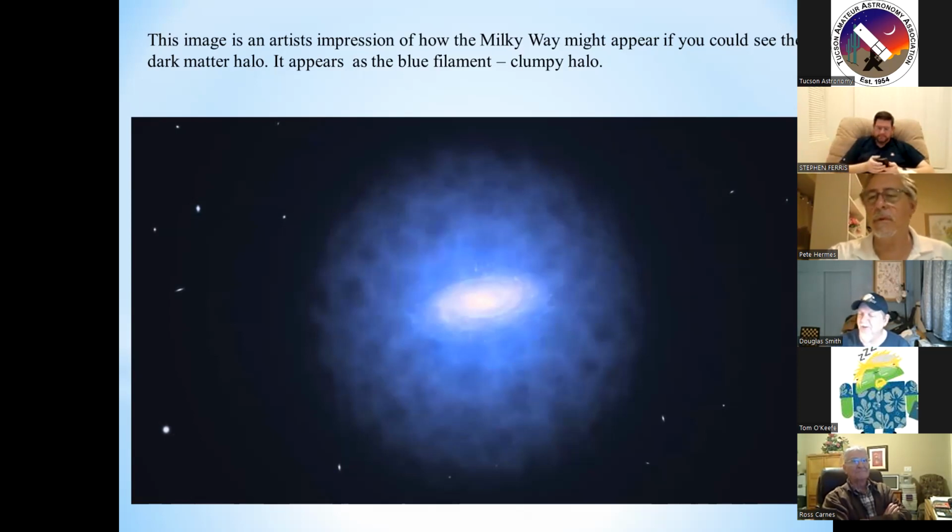Keep in mind, dark matter is mass. Right, it's actually something that's there. Dark energy is not mass. It's energy. The guy gave a nice talk at the TAAA general meeting some months back. He talked about the dark energy, and it's a repulsive force is what it is. Okay.